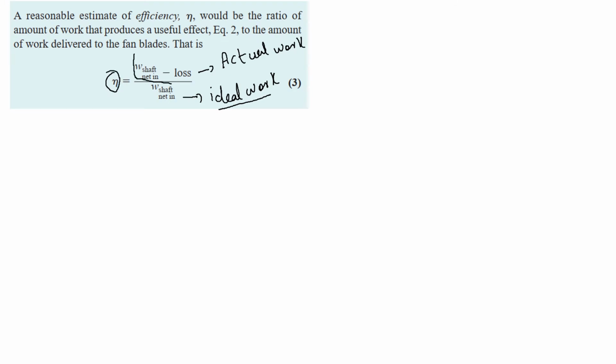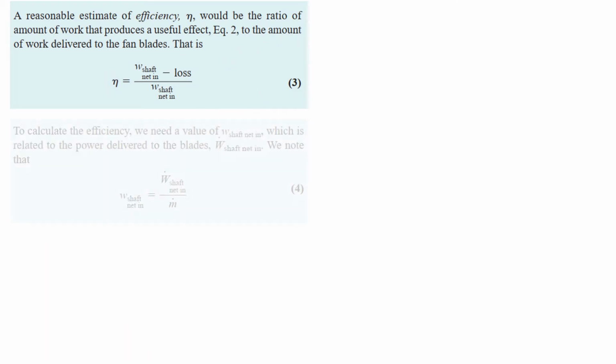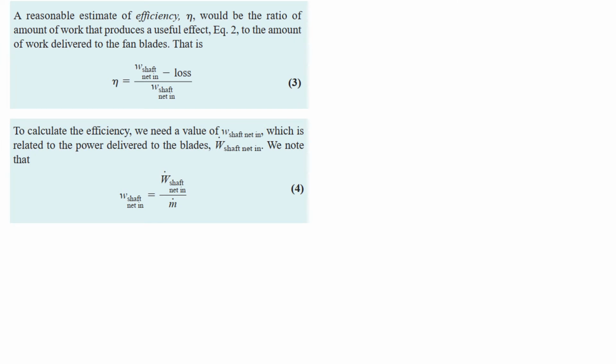Now I know the value of these terms from the previous slide, but I don't know the ideal work of the shaft that is transferred to the air. So I need to find this, and I need to recall some terms that I used in deriving the equation including the losses. The shaft work is equal to the rate of doing work per unit mass. This is power per unit mass flow rate. So power per mass flow rate gives us our work.